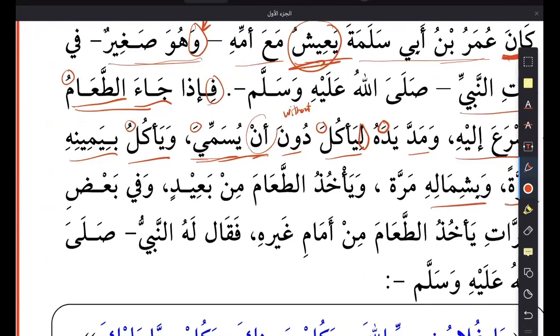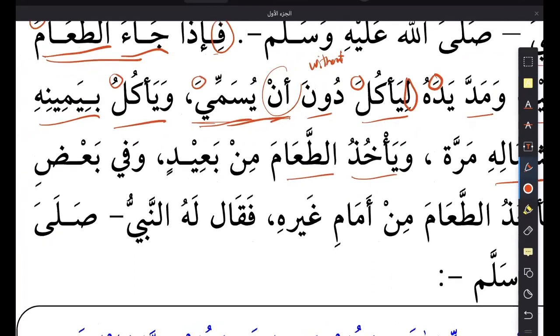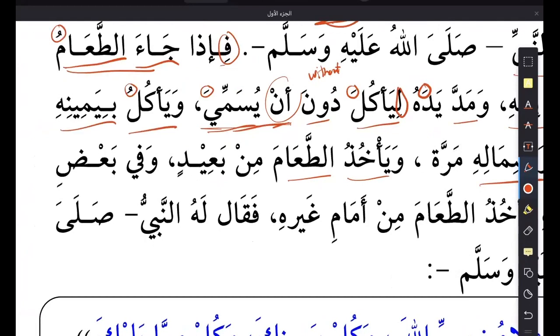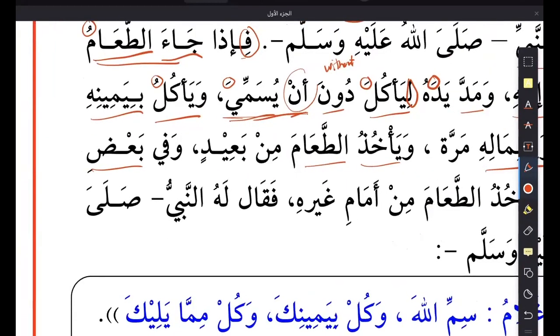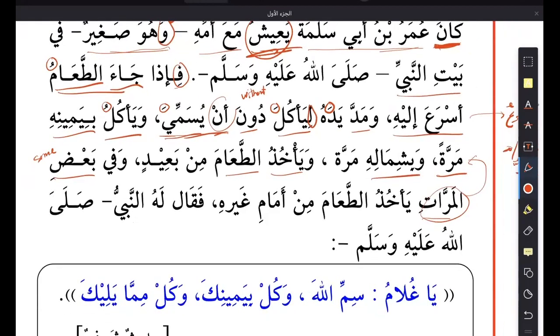وَيَأْخُذُ الطَّعَامَ مِنْ بَعِيدٍ. وَيَأْخُذُ, and he takes the food min ba'id. Ba'id is far. So he would take the food from the far, meaning he would reach and take the food from the far side of the table. And wafi ba'd, and ba'd means some. Marrat means sometimes, some of the times. Marrat is of course the plural of marra. We had this word before as well.